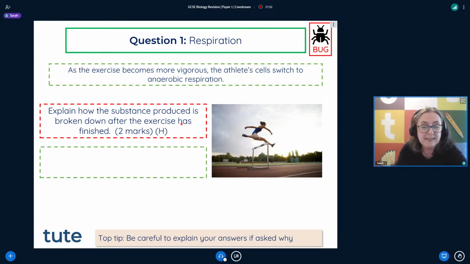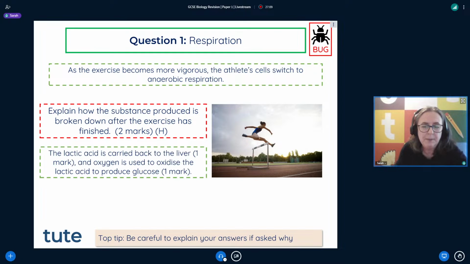So lactic acid, which is produced during exercise, does need to be broken down after exercise. And that's one of the reasons we have what we call the oxygen debt, because basically the lactic acid is carried back to the liver. And that's what you need to say for 1 mark. So that lactic acid that builds up in your muscles has to be removed and taken to the liver. During this time, you might experience some cramp. That's one of the symptoms of a buildup of lactic acid. So the blood taking that away helps relieve that cramp.